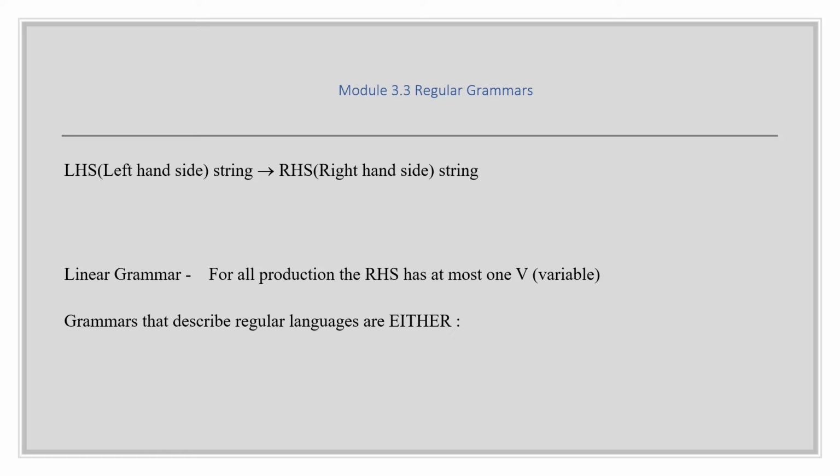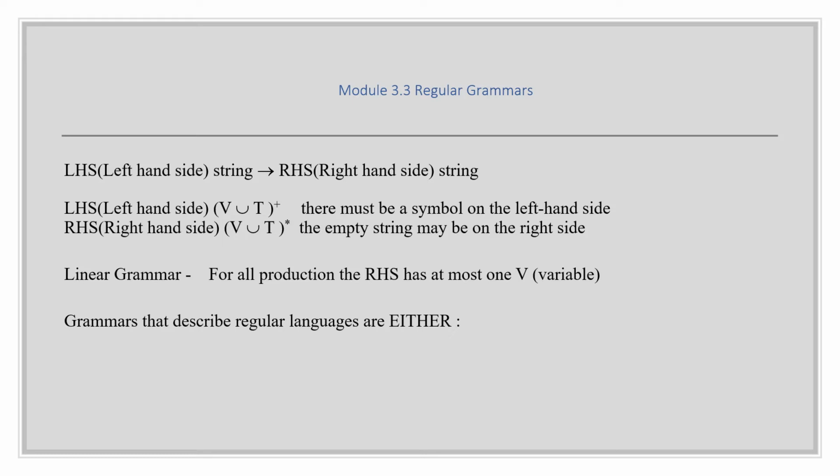Some rules about productions, about grammars in general. On the left-hand side, there must be a symbol; you must have a variable or a terminal. If you are dealing with regular grammars, you will have a single variable on the left-hand side. On the right-hand side, you can have the empty string. On the right-hand side, you can have terminal symbols, variables, and the empty string, but you still can only have one single variable, and no terminal symbols on the left-hand side. We will go over that when you see the examples. It'll be much more clear.